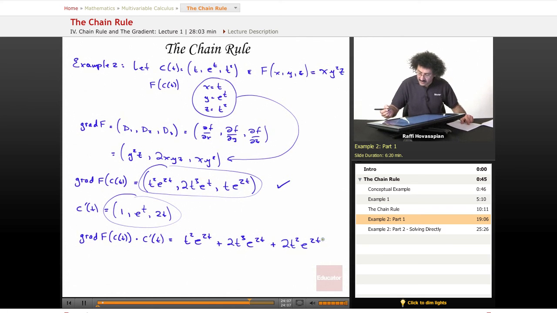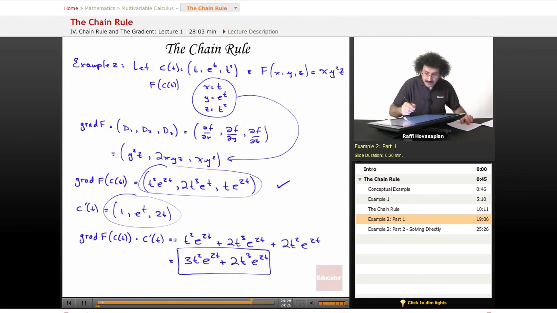And that's it. Let's see if there's anything that I can combine here. t squared e to the 2t, 2t squared e to the 2t. Yes, there is. So it's going to be 3t squared e to the 2t plus 2 times t cubed e to the 2t. And that's my final answer.